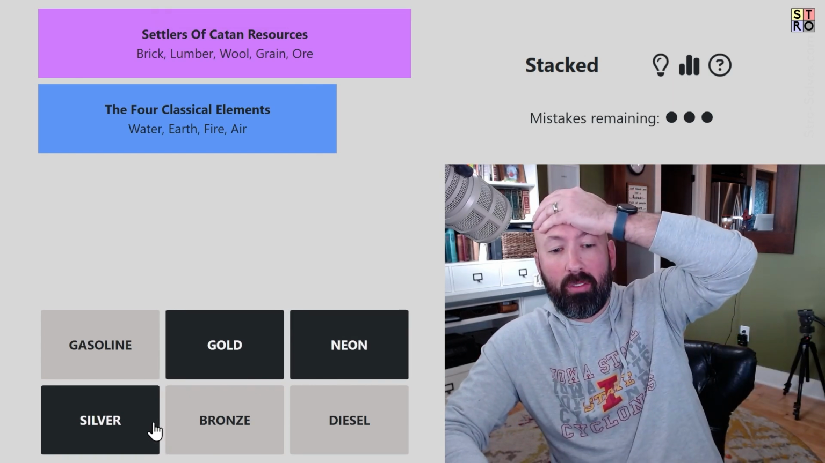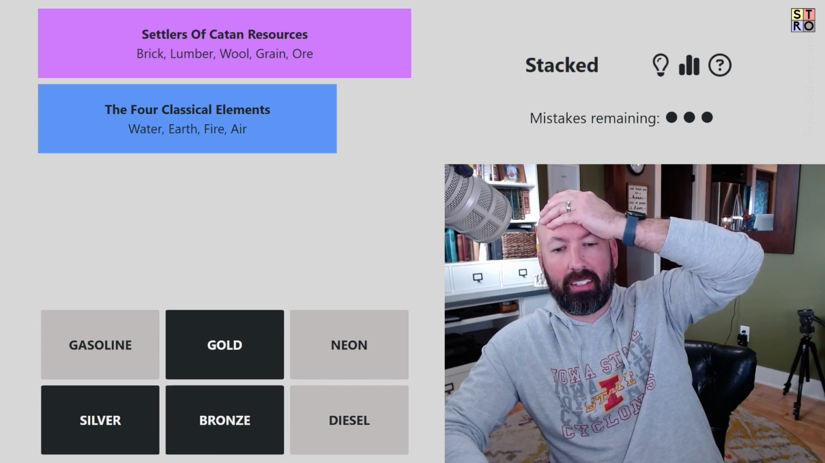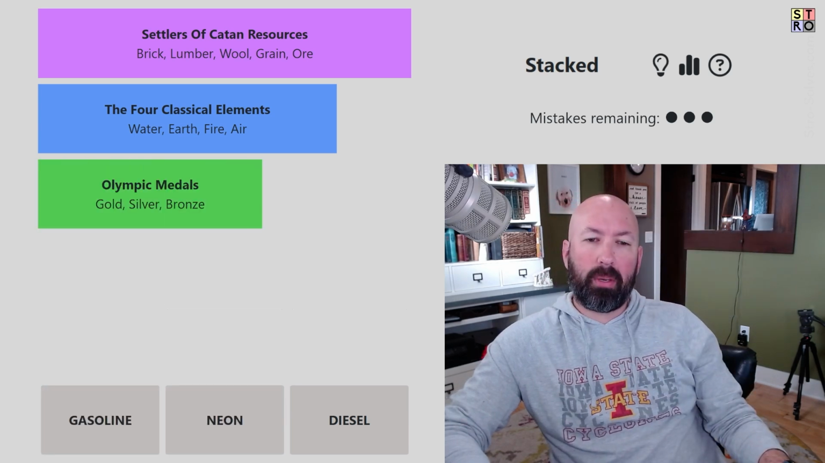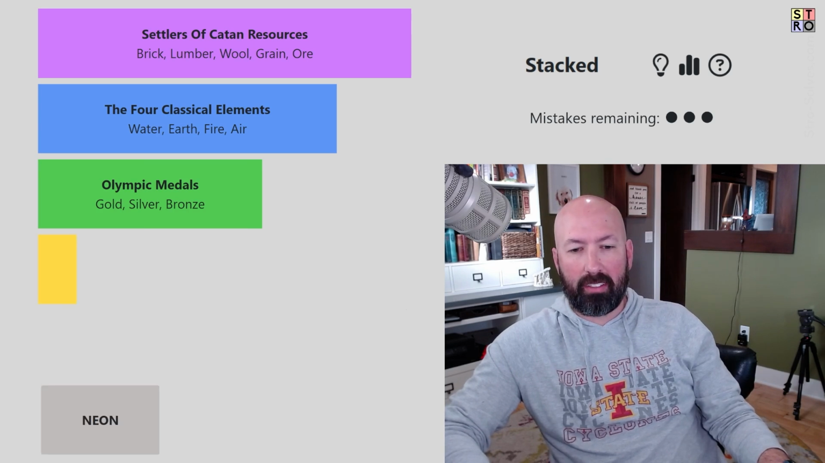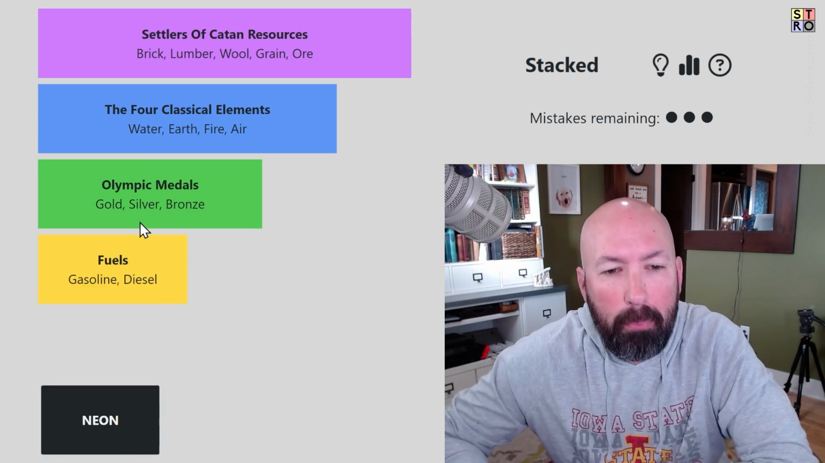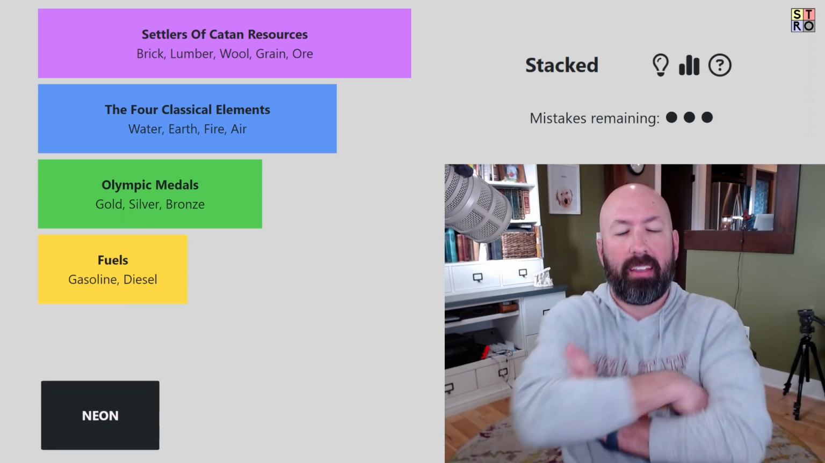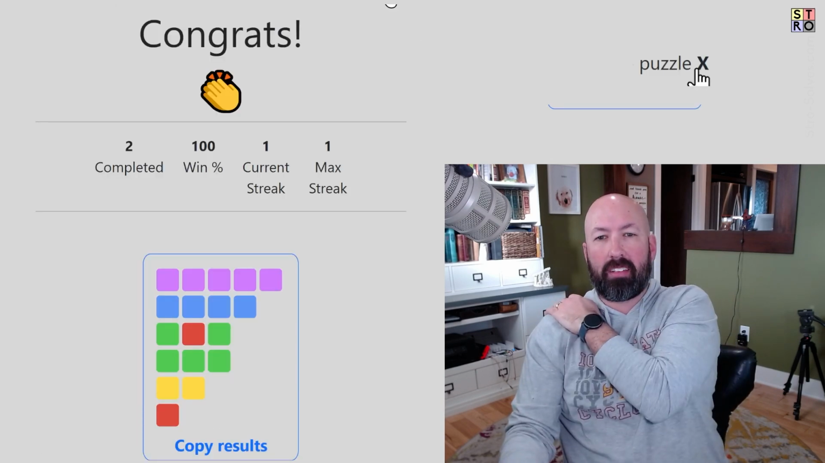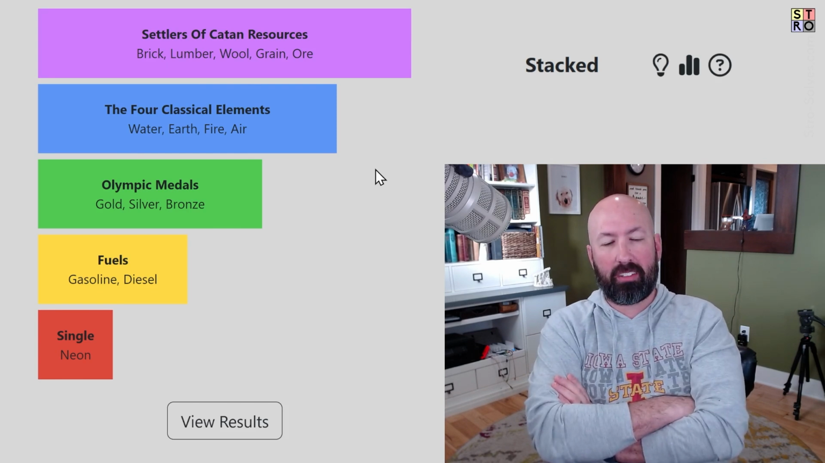Oh no! One wrong. Oh, is it the metals? But couldn't gasoline and diesel...? Oh, it's Olympic medals. Of course, Olympic medals. But I feel like you could do gold, silver, and neon as elements, and then bronze could be the single one, right? So now we're back to the unique solution thing.